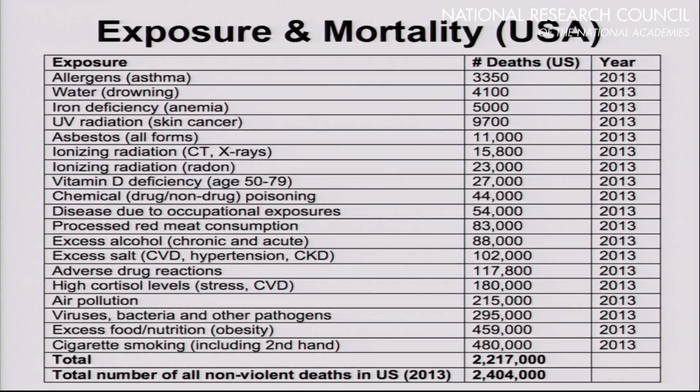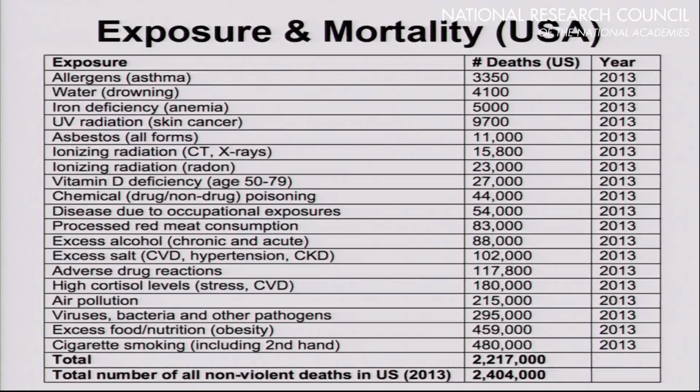So people still die from asthma, which is caused by allergens. People die from drowning. Anemia, UV radiation, which causes a variety of skin cancers. People are still dying from asbestos exposures, even though it's been largely removed. Ionizing radiation from X-rays, CT scans, radon exposure in your basements, vitamin D deficiency as it relates to early death, and you can go down the list. And these are tabulated, and these aren't just made-up numbers. These are from a number of studies that I've compiled and updated with changes to population.